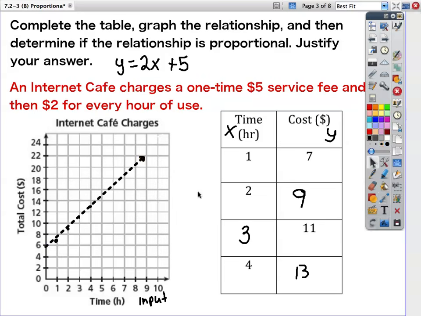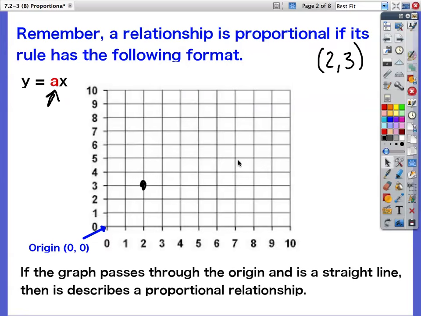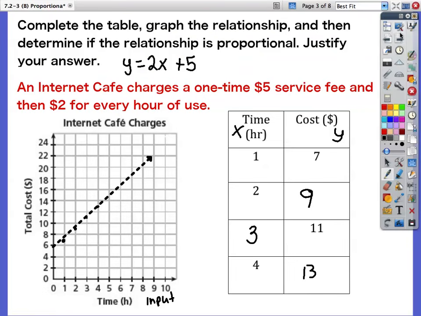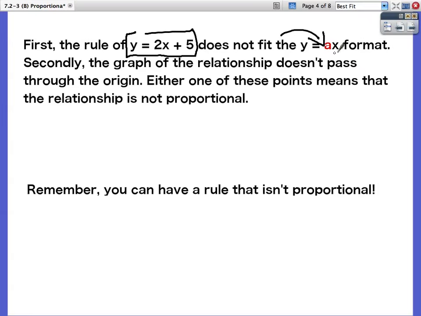Well, slightly off at the beginning, but that's pretty close. All right, let me remind you that one qualification for whether or not something is considered proportional, just by looking at the graph, is that it has to pass through the origin, or through the 0, 0 part of the graph. This does not. So let's analyze this. First, the rule that we came up with from that problem doesn't fit this format. Because of that, it can't be proportional.